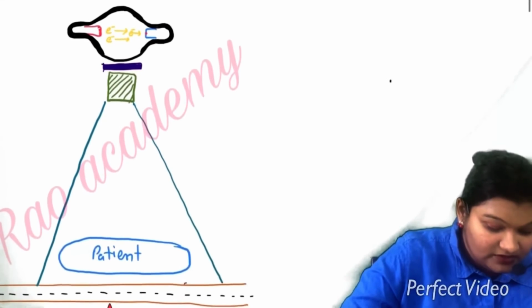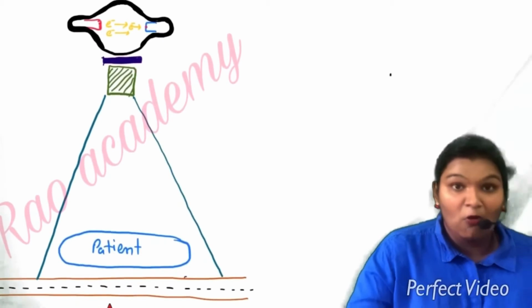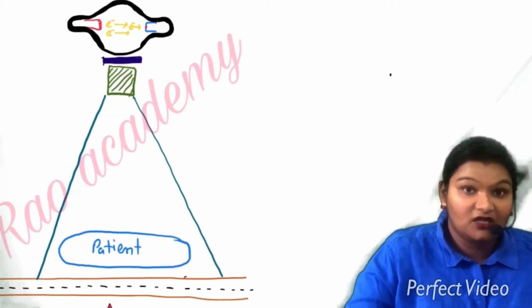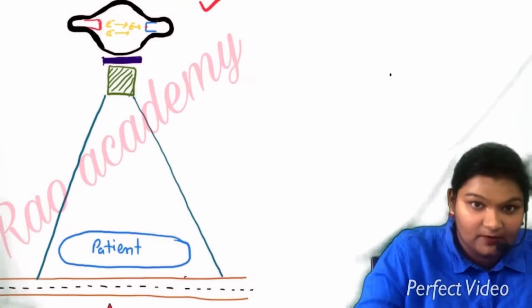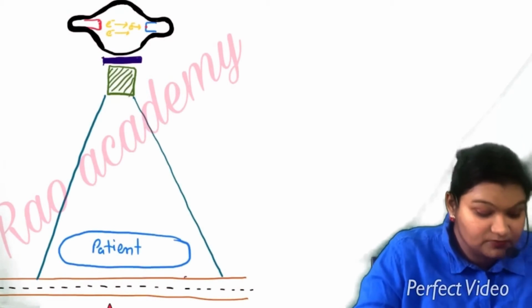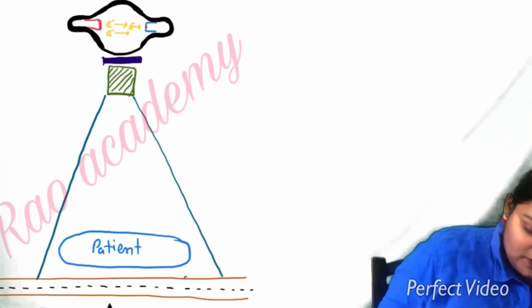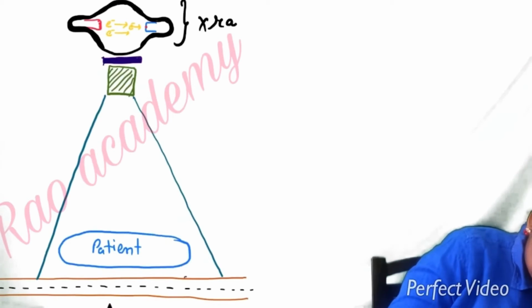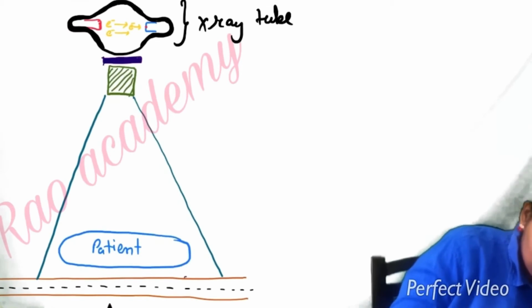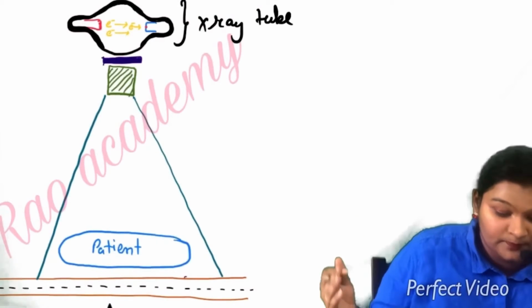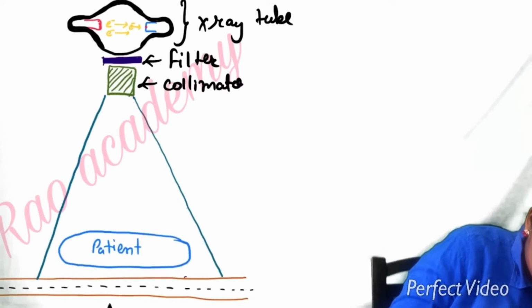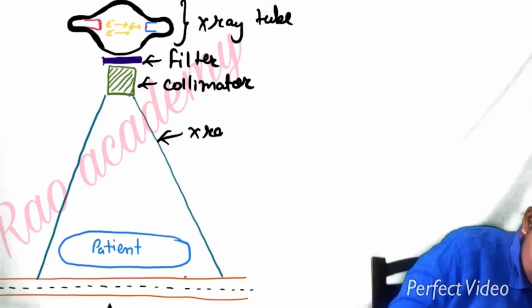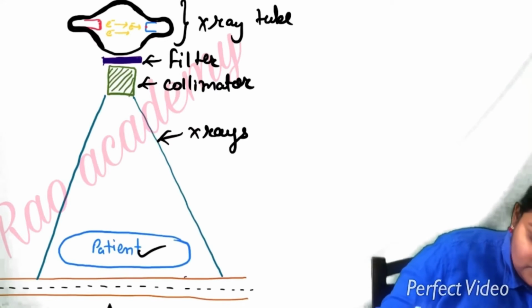Now let us move towards how X-rays are produced and what are the components present in the X-ray machine. This one is a schematic diagram of X-ray machine. So let us move towards each of the parts. This one is our X-ray tube. From here the X-rays are produced. Then we have a filter. This is the collimator. These are the X-rays. This is our patient.